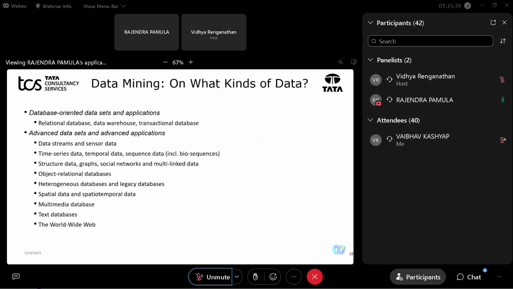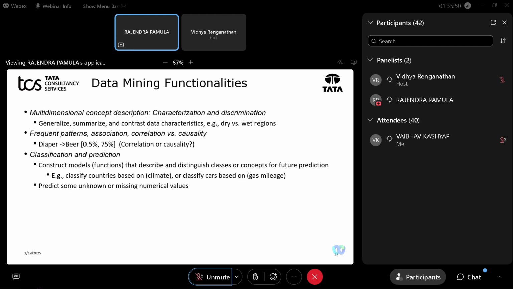So hope you are understanding what kind of data we are going to use and how we use data mining techniques. So till now, do you have any doubts here?